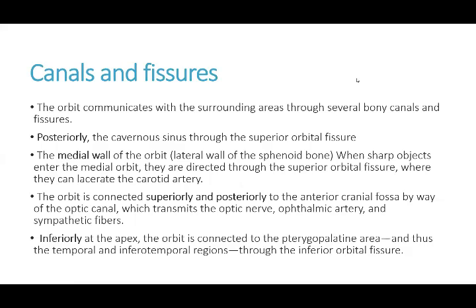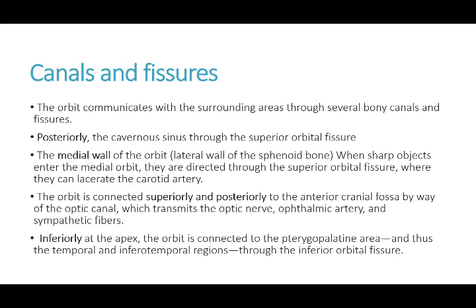Through several bony canals and fissures, all the blood vessels coming in from the brain to the orbit and leaving the orbit going towards the brain are going through these foramina. Posteriorly the cavernous sinus is connected to the orbit through the superior orbital fissure. The medial wall of the orbit, the lateral wall of the sphenoid bone, is connected to the nasal sinuses. When sharp objects enter the medial orbit, they are directed through the superior orbital fissure where they can lacerate the carotid artery.